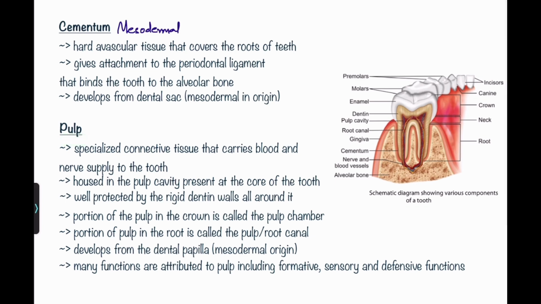Pulp. Dental pulp is a specialized connective tissue that carries blood and nerve supply to the tooth. It is housed in the pulp cavity present at the core of the tooth. The pulp is well protected by rigid dentin walls. The portion of the pulp in the crown is called the pulp chamber and the portion of the pulp in the root is called the pulp or root canal. The pulp develops from the dental papilla and it is mesodermal in origin.